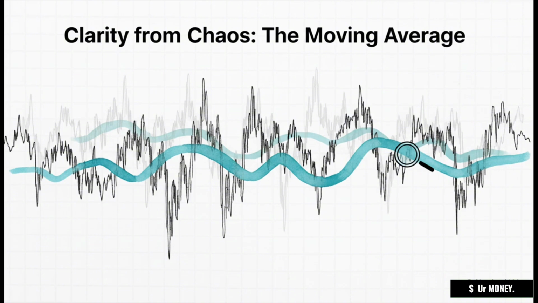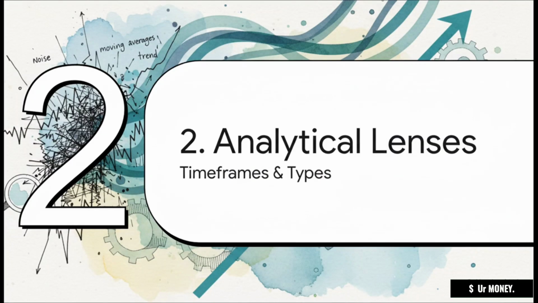Now, this line isn't trying to predict the future. No, its job is to reveal the present reality that was buried underneath all that noise. And that, right there, is the core power of a moving average. Okay, but once you have the tool, you need to know which version of it to use, right? The type of moving average and the time frame you pick, they act like different analytical lenses. Each one shows you a slightly different picture of reality.